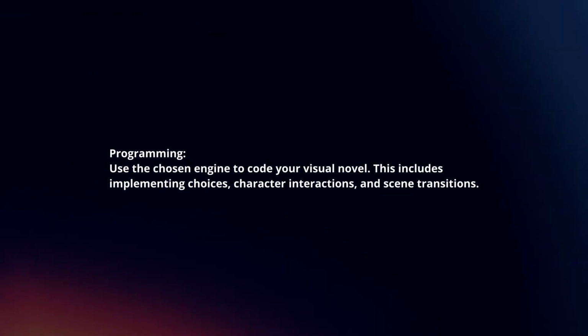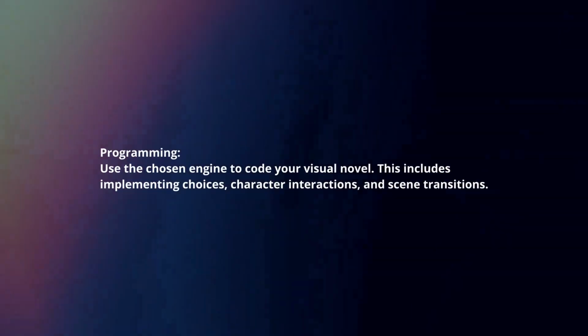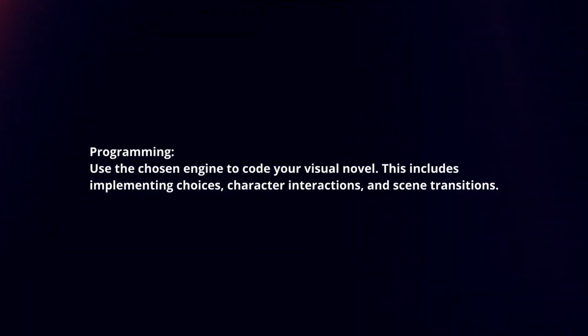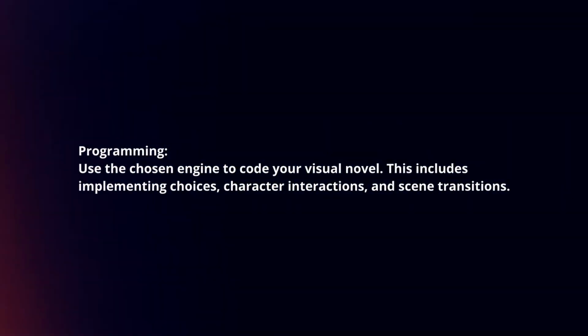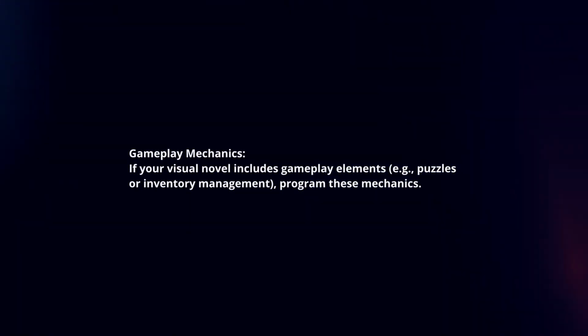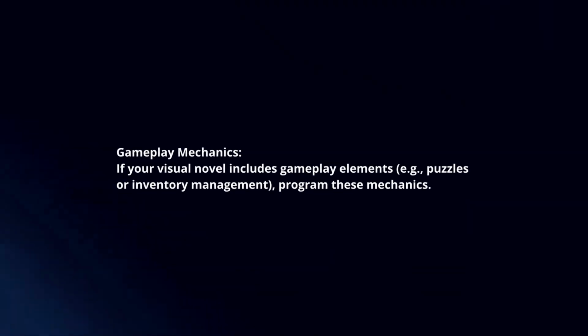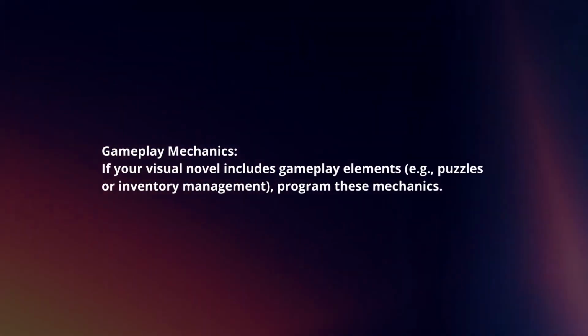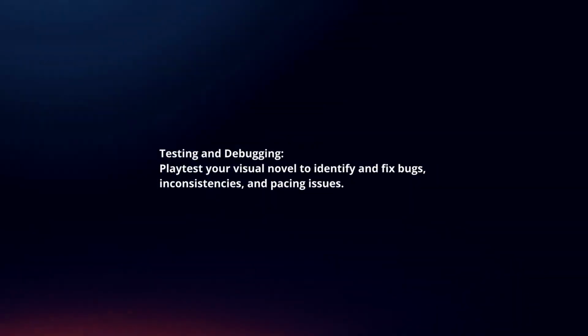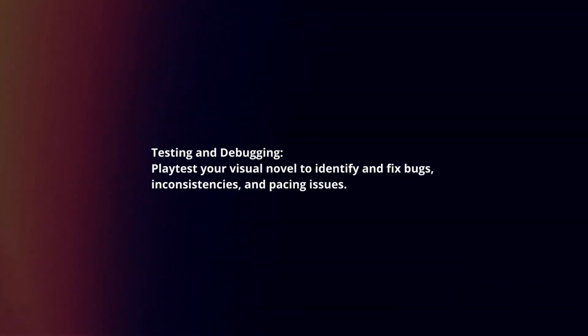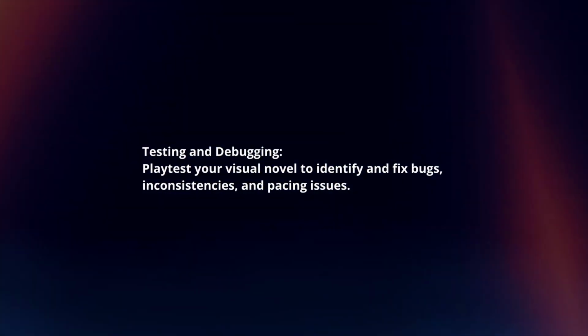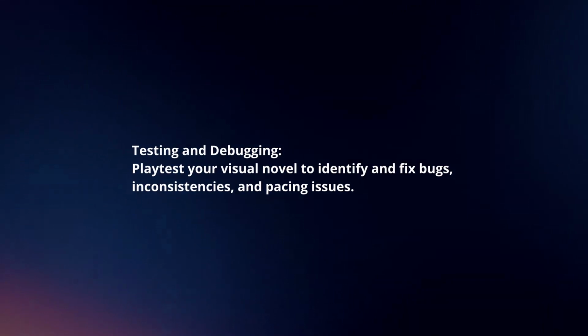Programming. Use the chosen engine to code your visual novel. This includes implementing choices, character interactions, and scene transitions. Gameplay mechanics. If your visual novel includes gameplay elements, program these mechanics. Testing and debugging. Playtest your visual novel to identify and fix bugs, inconsistencies, and pacing issues.